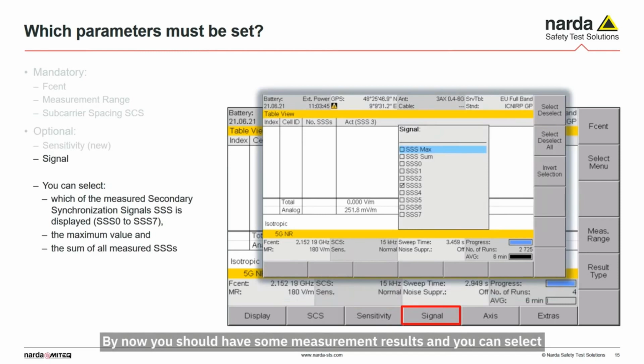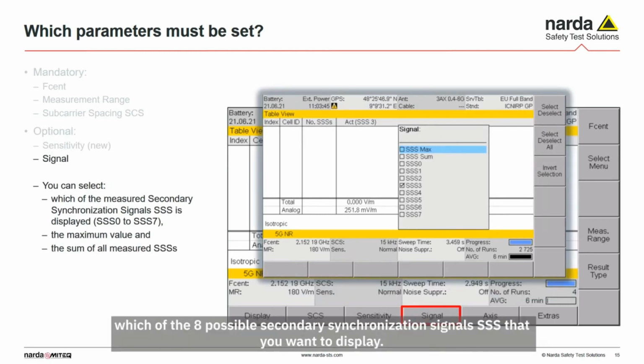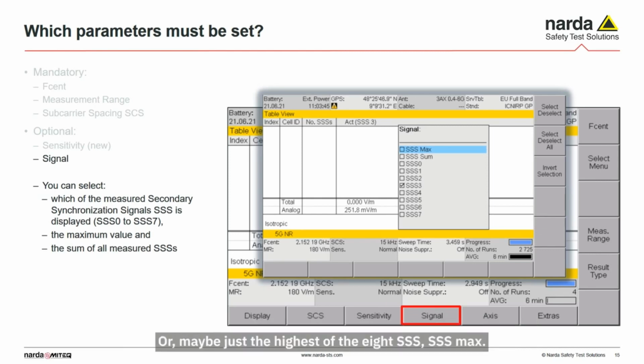This is the sensitivity of the evaluation or algorithm. By now, you should have some measurement results, and you can select which of the 8 possible secondary synchronization signals, SSS, that you want to display. Or maybe just the highest of the 8, SSS max. Or the sum of the square of all 8 SSS signals, SSS sum. This will depend on your particular national measurement regulation. Whatever the case, the SRM always measures them all at the same time.